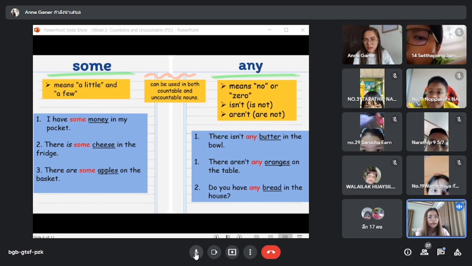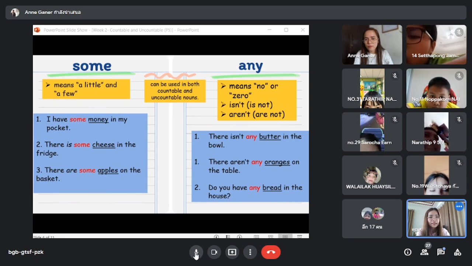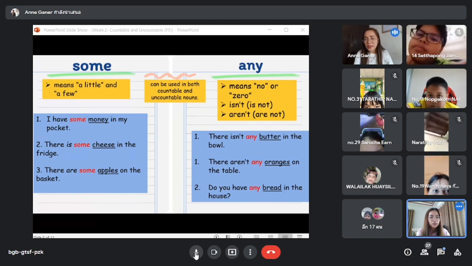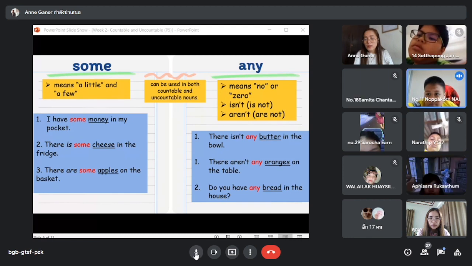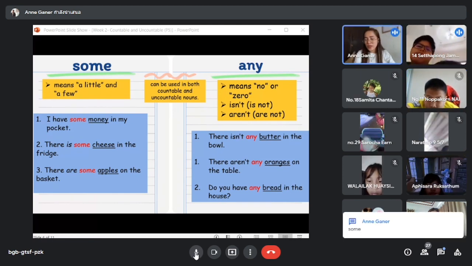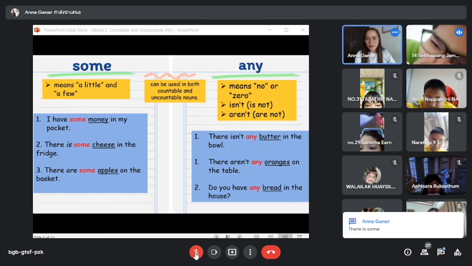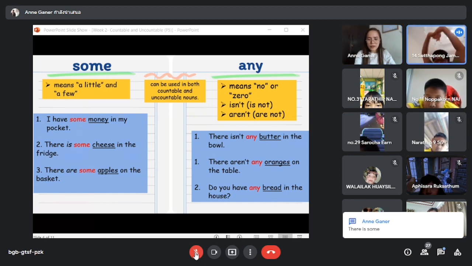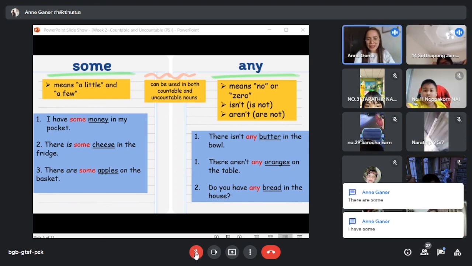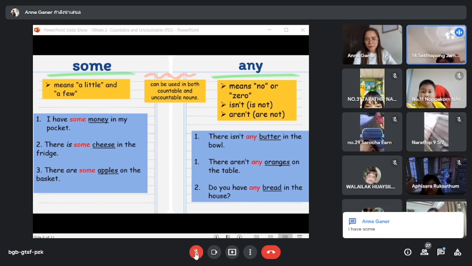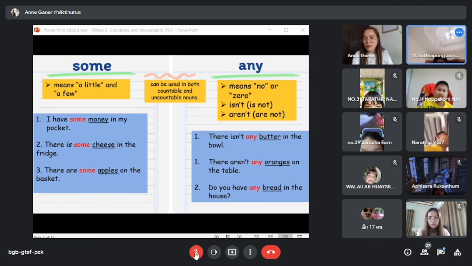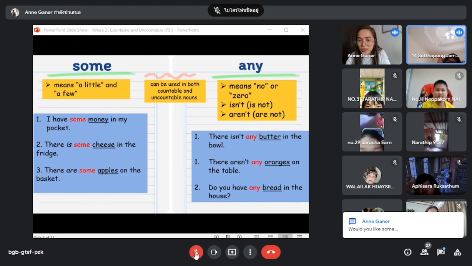Okay? Teacher said that for sentences starting with I have, there is, there are, what do you use? Some or any? Some. So it will become like this. You follow me in the chat box so that you can see it through. There is some. There are some. This is the tactic that you can use. I have some. Would you like some? If the sentence starts with this one, this is how you're going to do it.